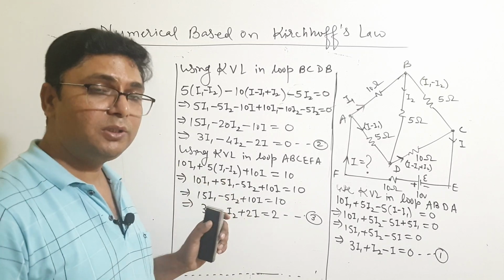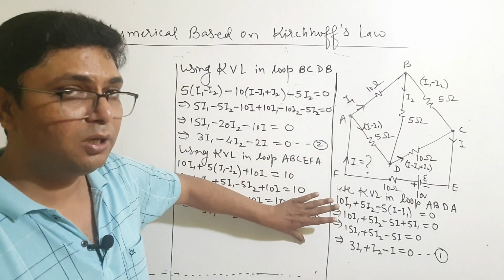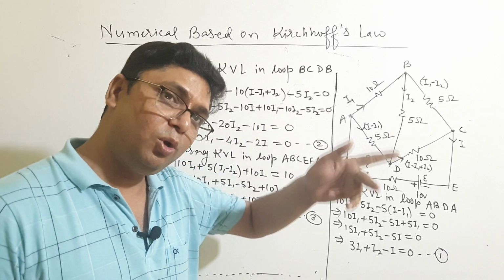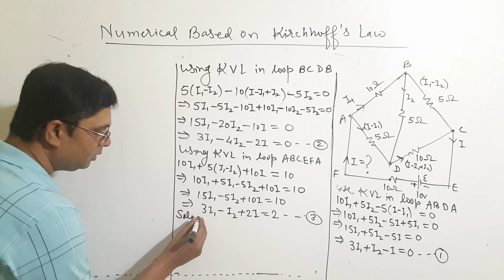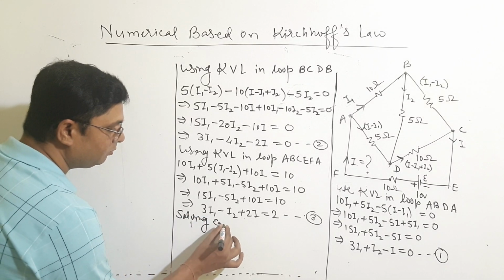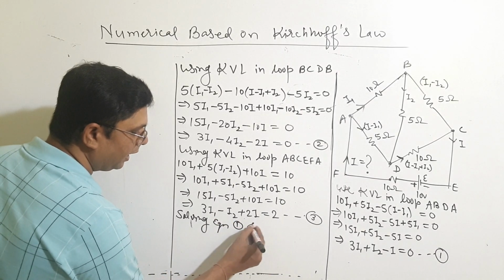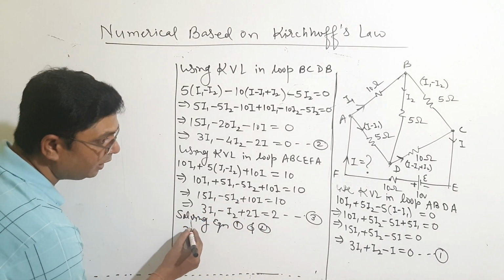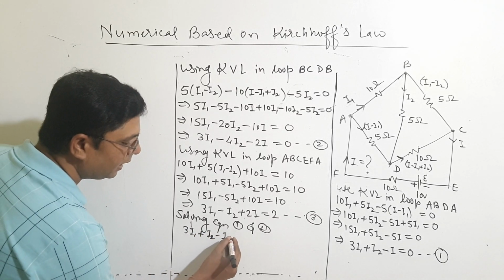The way to solve the 3 equations is to solve the first equation with the third equation, solve the second equation with the third equation, then solve those 2 equations. So the method is solving equation number 1 and 2. What is equation number 1? Equation number 1 is 3i1 plus i2 minus I equal to 0.